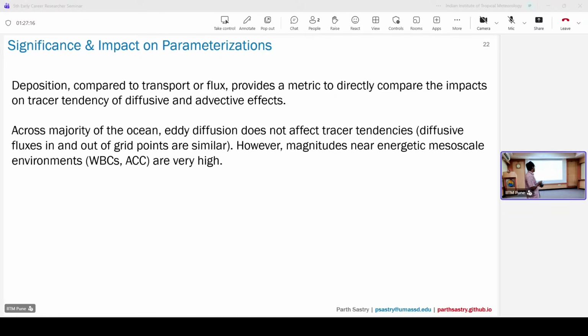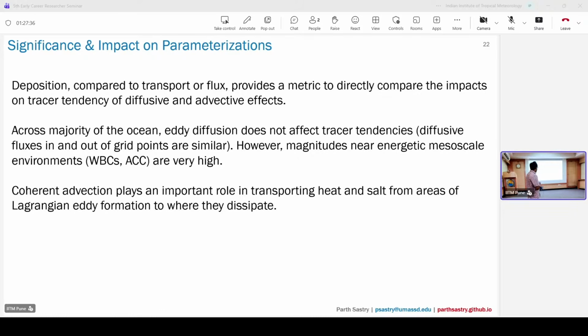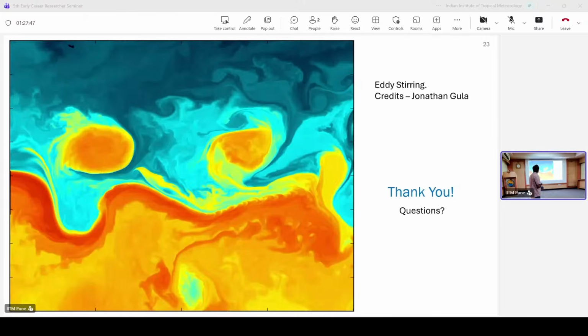Across the majority of the ocean, diffusion does not affect tendencies. So the idea being that the diffusive flux into a grid point is the same as the diffusive flux out. However, near the western boundary currents and the ACC, these values are high because you have really sharp gradients, and that is where your diffusion tends to concentrate tracers. Coherent advection plays a really important role in transporting heat and salts from areas where they originate to where they dissipate. And how would you go about parameterizing? This is something, like I said at the beginning of my talk, I have no idea about.